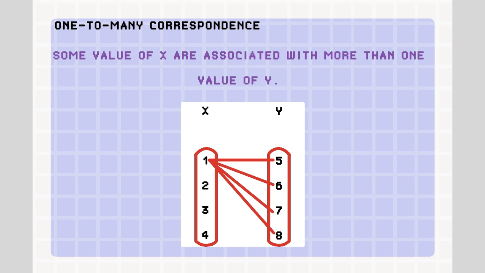For example, think of a teacher and their students. A teacher can have multiple students, but each student can only have one teacher. This is a one-to-many relationship.